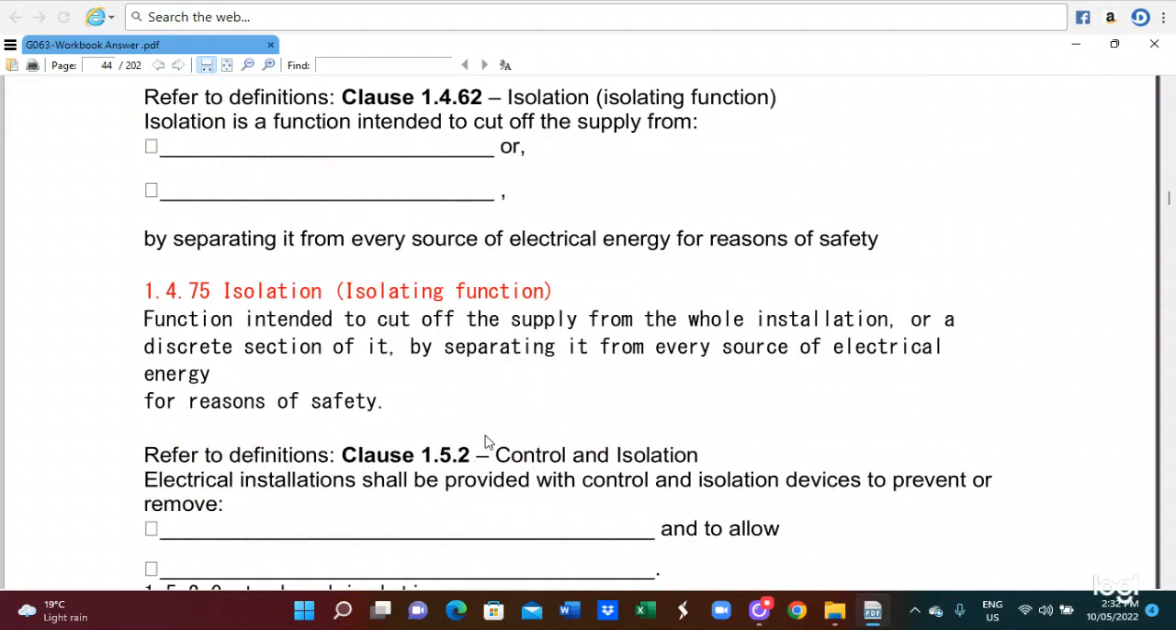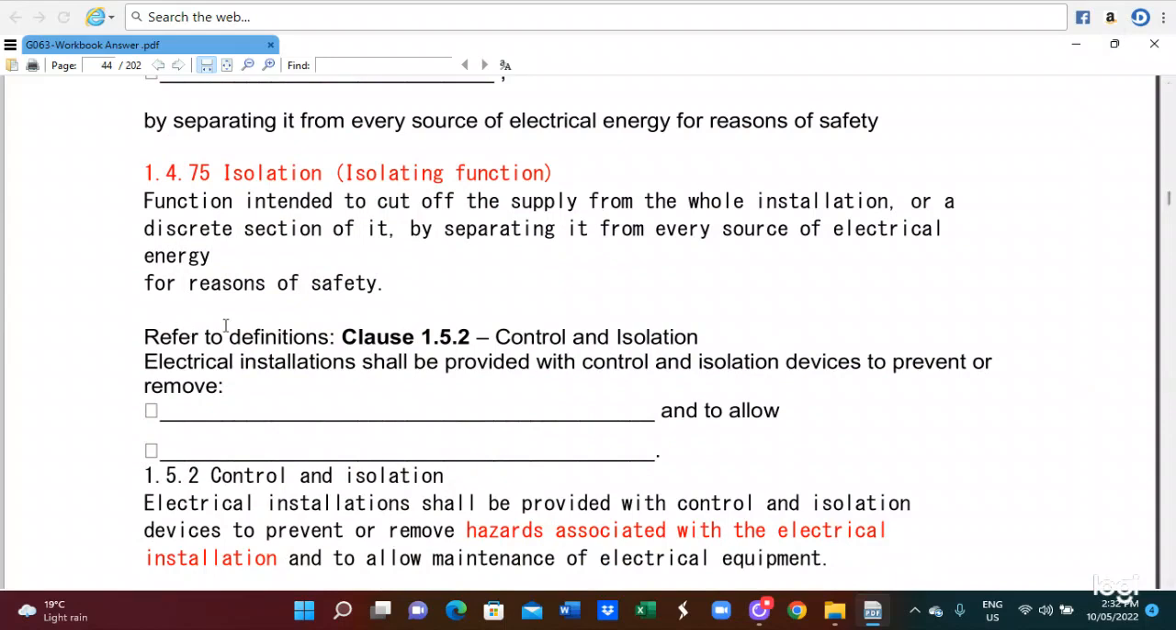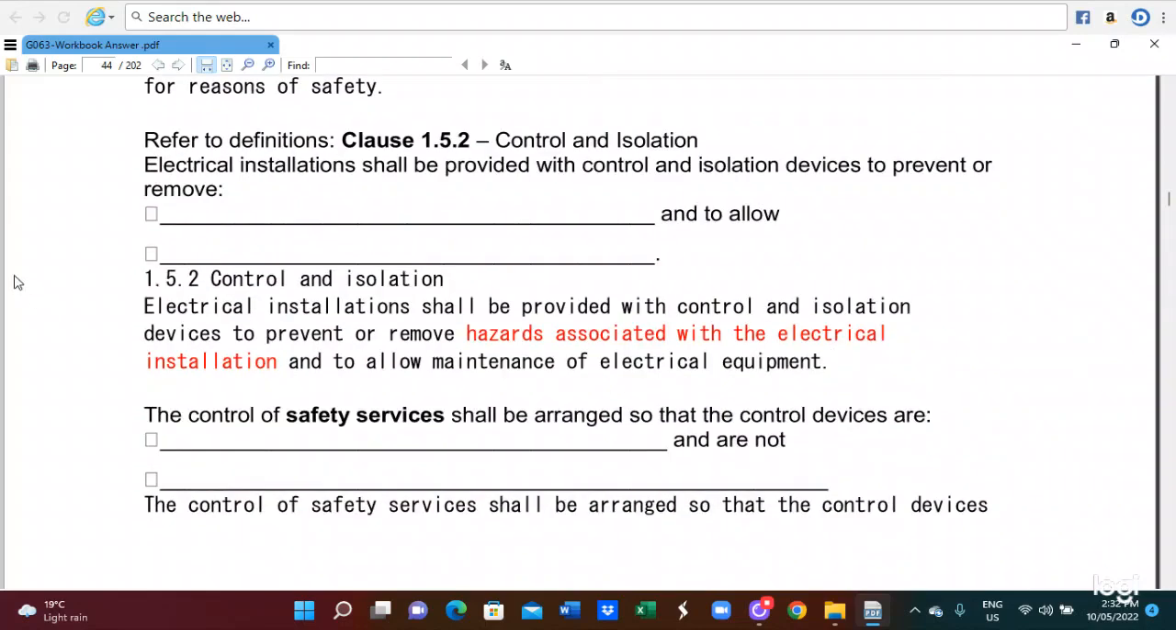Similarly, clause 1.4.64 also mentions the isolation function. In this case, you have to refer to clause 1.4.75. So this is the isolation function. The isolation function is for safety: the function intended to cut off the supply from the full installation or a discrete section of it, separating it from the source of electrical energy. Then clause 1.5.2 mentions the control isolation.